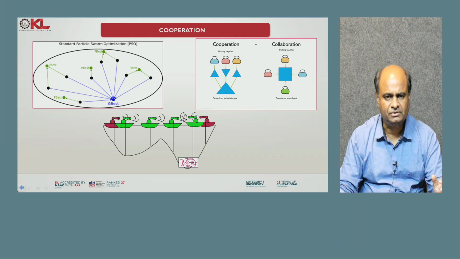So we already discussed this one. On the left side you get one picture, a standard particle swarm optimization, PSO. G best is our target or goal, and every particle has its P best. From the P best again we find the velocity of the two particles and get the best one nearest to the other particle.